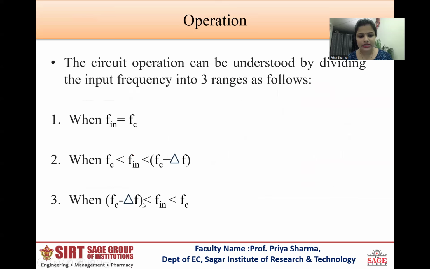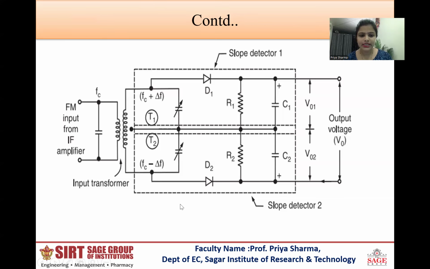Similarly, coming to the third and last range of the input frequency, when it lies slightly less than the carrier frequency and the carrier frequency, the voltage in the winding T2 is higher than T1. The voltage across D2 will be higher than D1. Therefore, the input voltage to diode D2 is higher than that of D1. Hence, the negative voltage V02 is greater than V01. Therefore, the output voltage of the balanced slope detector will be negative in this frequency range. The negative output voltage increases as the input frequency goes closer to this frequency.